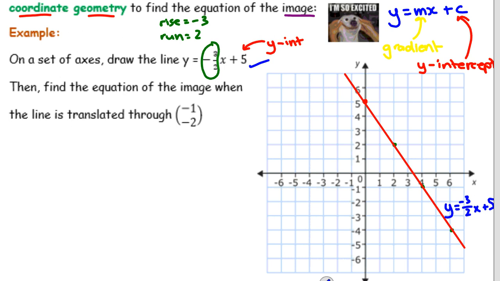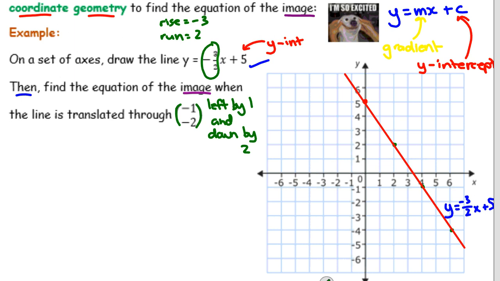Then, find the equation of the image when the line is translated through this translation vector, -1, -2. So each point needs to go, should be horizontal first, so each one needs to go left by 1 and down by 2. Because it's -2, vertically it goes down, and it's -1, so horizontally it goes to the left. So feel free to do that to each point.